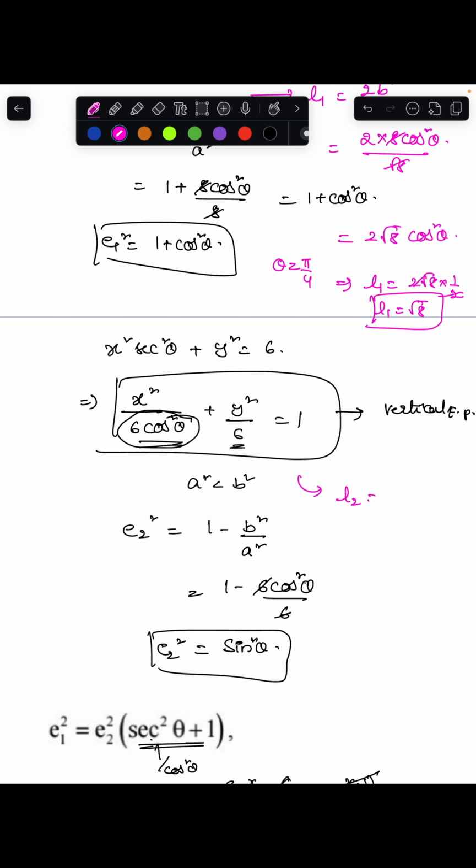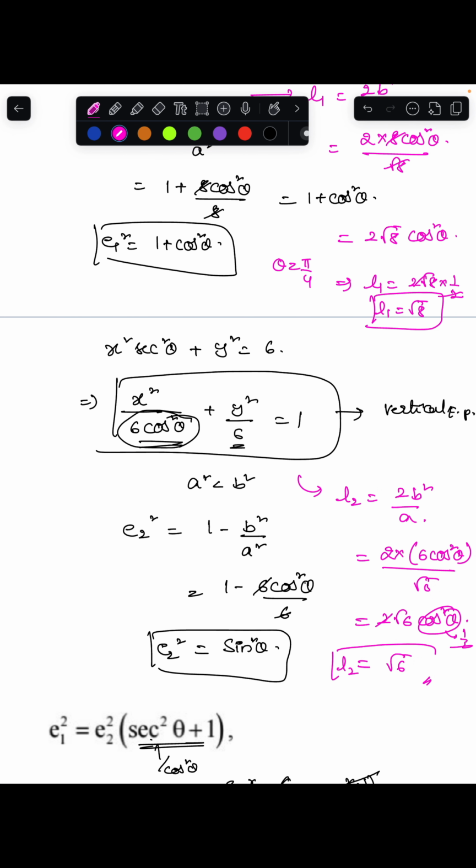We can calculate L2 is 2b square by again the same formula. But here you have to write 6 cos square theta. Sorry, 2b square, right? Yeah, 6 cos square theta by root 6. So 2 root 6 cos square theta. So which you will be getting as root 6 because cos square theta means 1 by 2. So L2 is root 6.